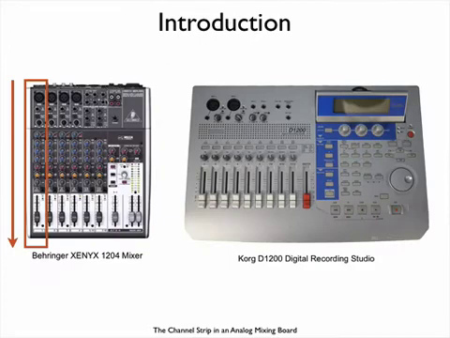Most analog mixers look something like the Behringer mixer on the left. On that mixer, I've outlined in red a rectangular region known as the channel strip, which is so called because each of the knobs, sliders, and buttons in one channel strip control the audio for one channel, and a mixer is composed of multiple channel strips.